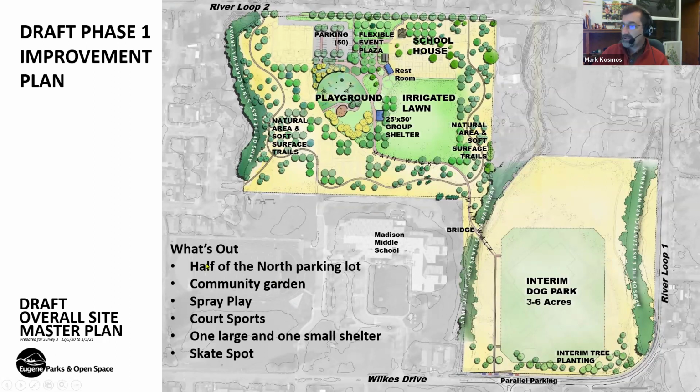We have deferred to a future phase, the community garden, located here, the spray play, the court sports, and one large and one small shelter, but we are still retaining the one group shelter here. The skate spot is also being deferred to a future phase.